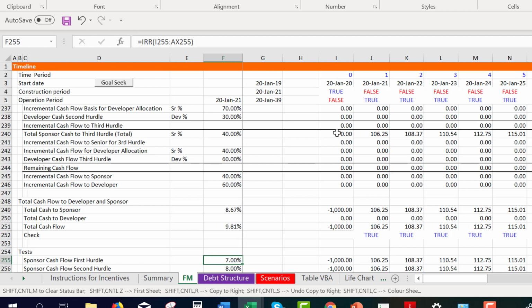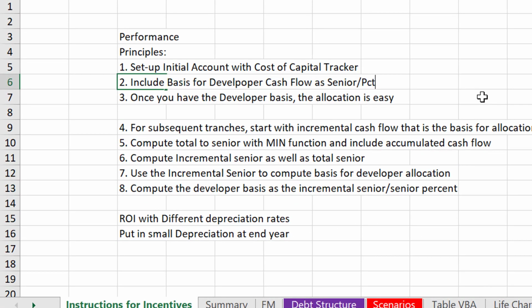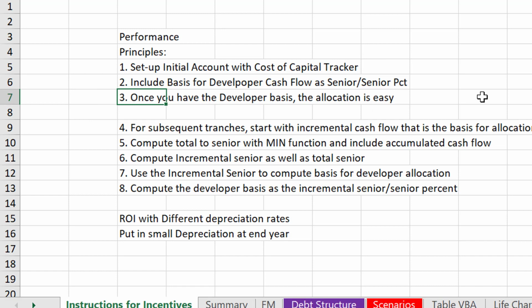Now, unfortunately, we're not finished. We've got two things to do. We've got a lot more. The second thing you do is another trick. You take that senior cash flow you just computed and divide it by the senior percent. I should put senior. And I'm going to give you this model. Once you've done that, you can compute the allocation to the developer.